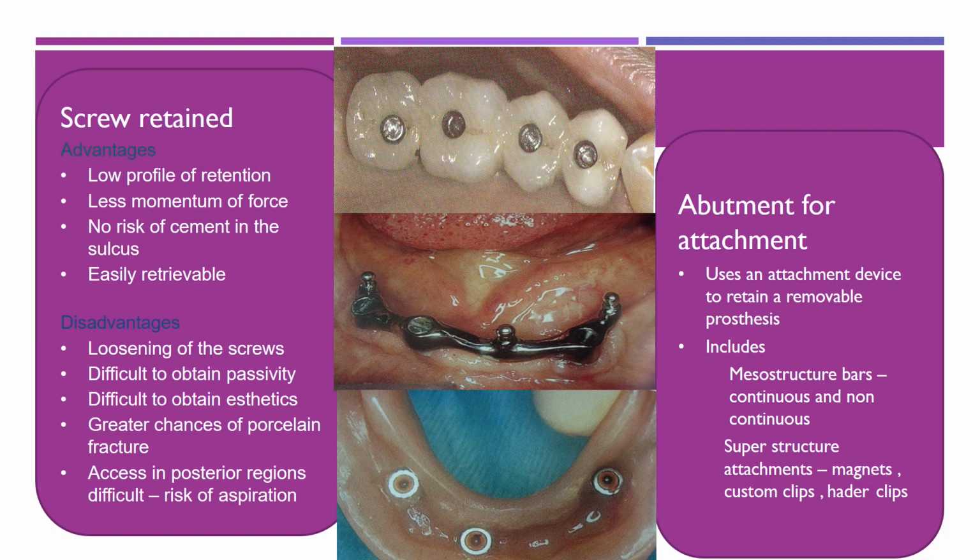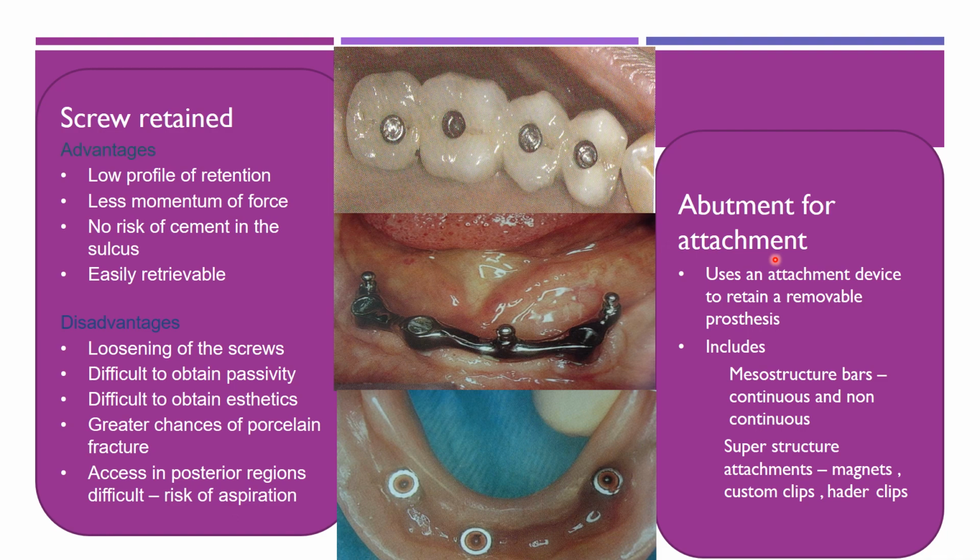So coming to the screw retained type, the advantages are low profile of retention, less momentum of force, no risk of cement in the sulcus, and easily retrievable. Whereas the disadvantages are loosening of the screws, it can be difficult to obtain passivity, difficult to obtain aesthetics, greater chances of porcelain fracture, access in posterior regions will be difficult, and risk of aspiration.